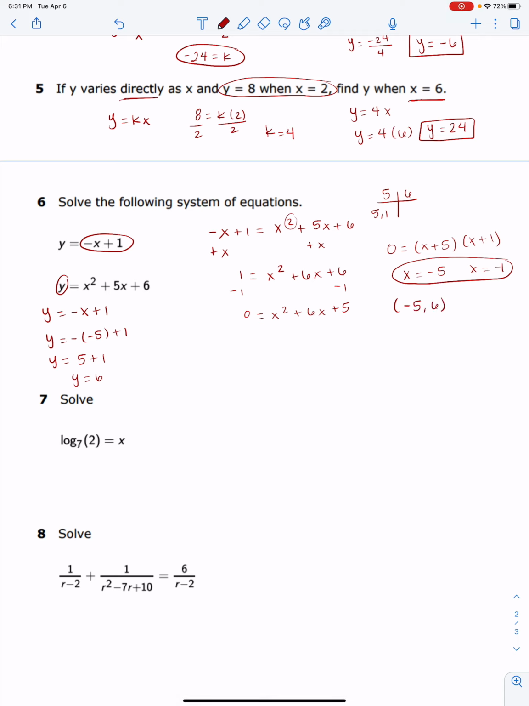Do the same thing with negative 1. So y equals negative x plus 1. So y equals negative 1 plus 1. Negative of negative 1 is positive 1 plus 1 is 2. So my other ordered pair is negative 1, 2.